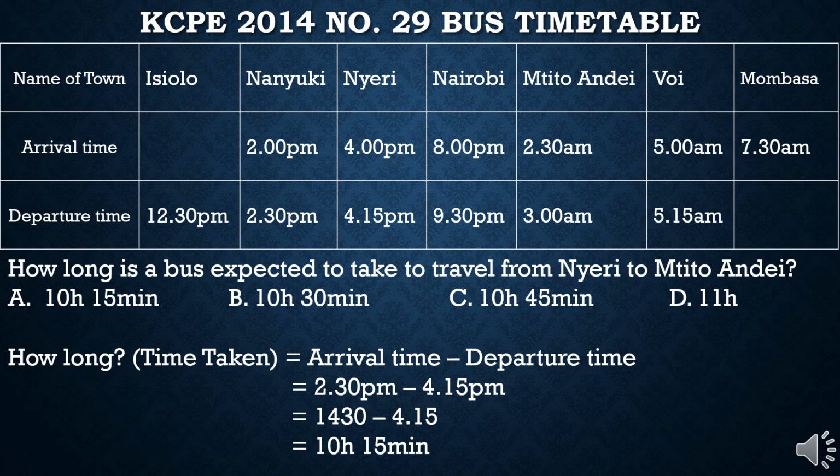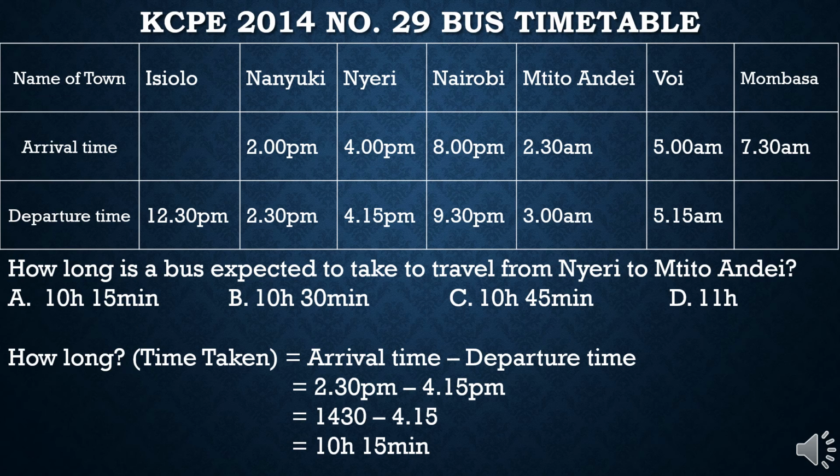I repeat and insist, time taken is arrival time minus departure time. So whether it's a small number or a big number, time taken must be arrival time minus departure. So Nyeri represents the departure, the start of the journey, and he left Nyeri at 4:15 p.m.